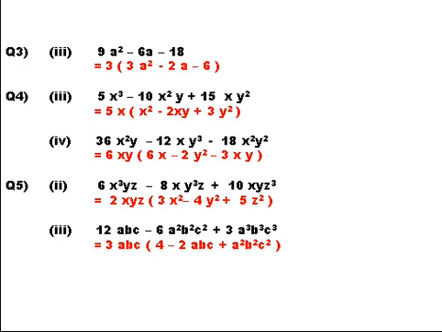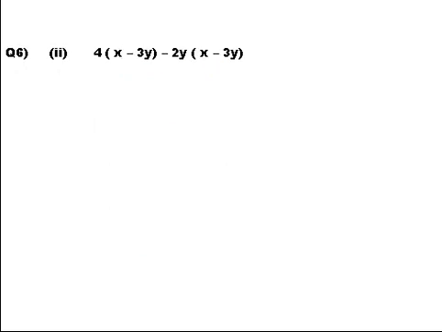And how are we getting this answer? Again the step remains the same. If I cross multiply this common value with all the terms in the bracket, we should get the same expression. 3abc into 4 will give you 12abc. 3abc into minus 2abc will give you minus 6a square b square c square. Similarly, 3abc into plus a square b square c square will give you plus 3a cube b cube c cube. So that proves that the answer is correct.